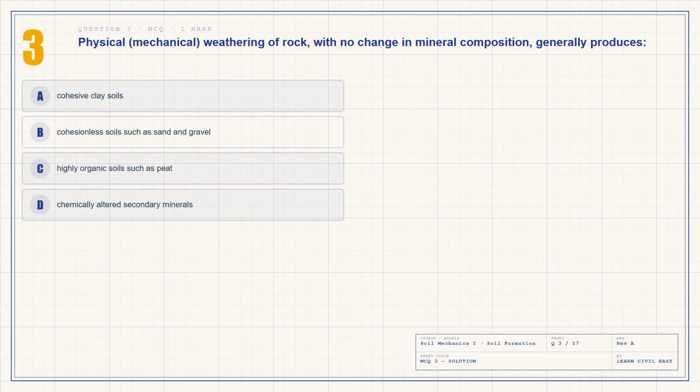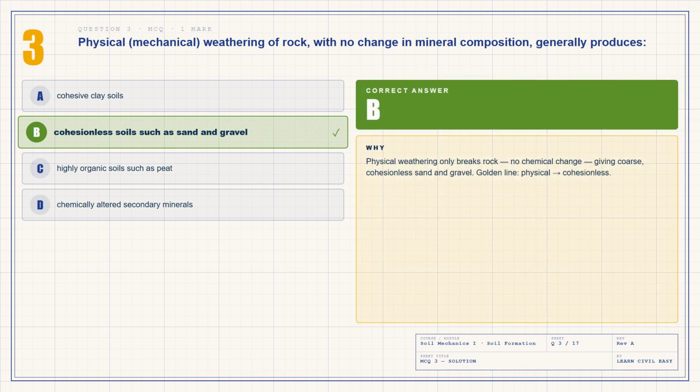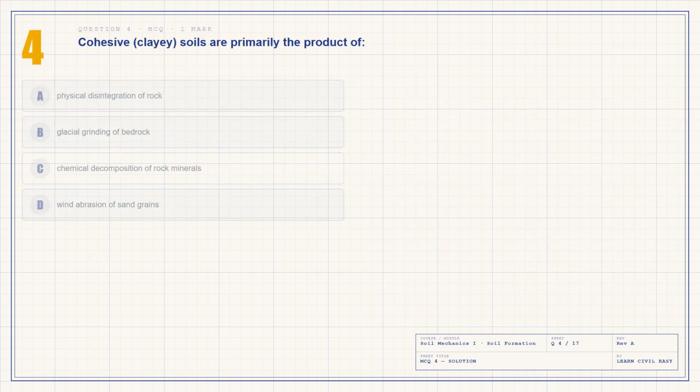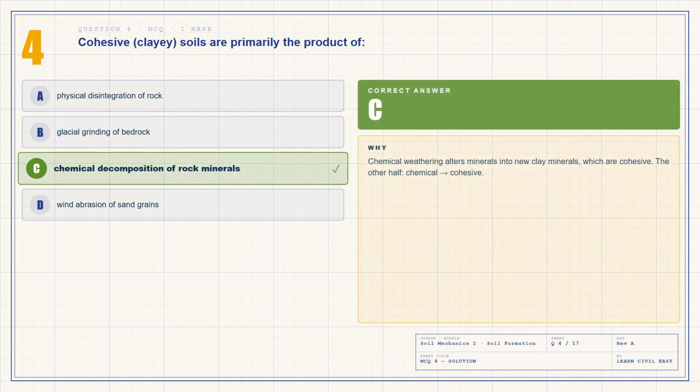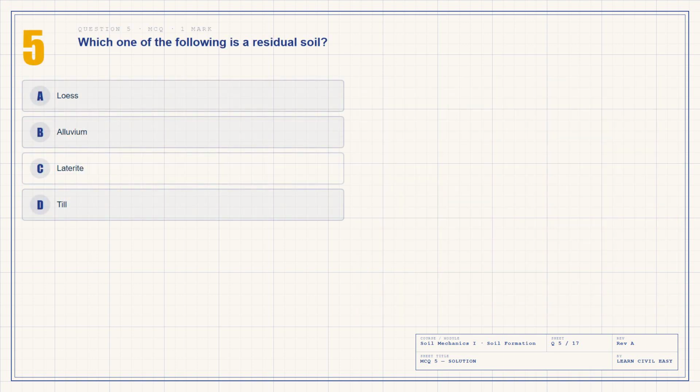Question 3. The answer is B. Cohesionless soils: physical or mechanical weathering only breaks rock into smaller pieces with no change in chemistry, giving coarse sand and gravel. Remember the golden line. Physical weathering gives cohesionless soil. Question 4. The answer is C. Chemical decomposition. Chemical weathering alters rock minerals into entirely new clay minerals, which are cohesive, so chemical weathering gives cohesive soil.